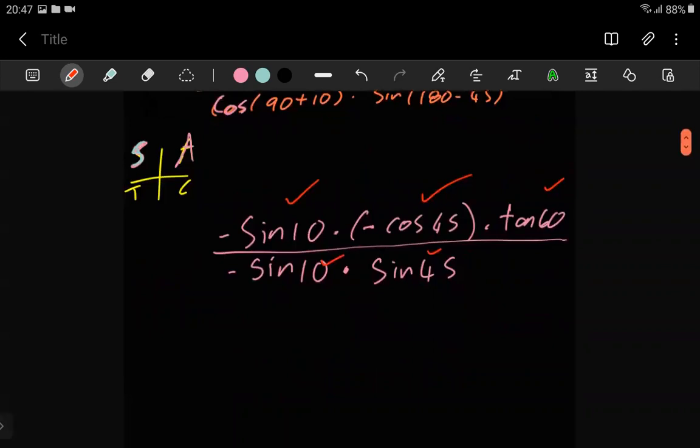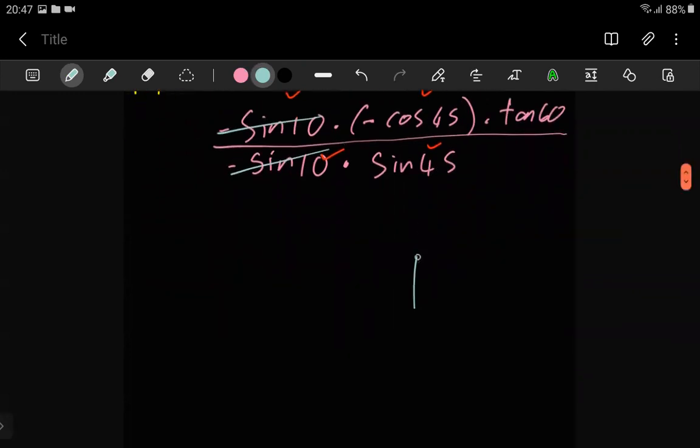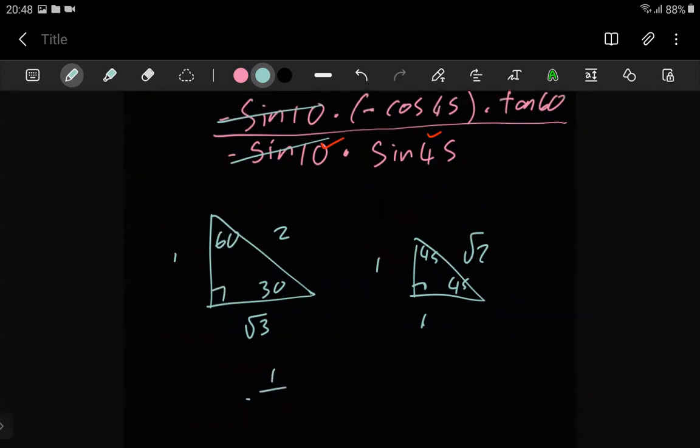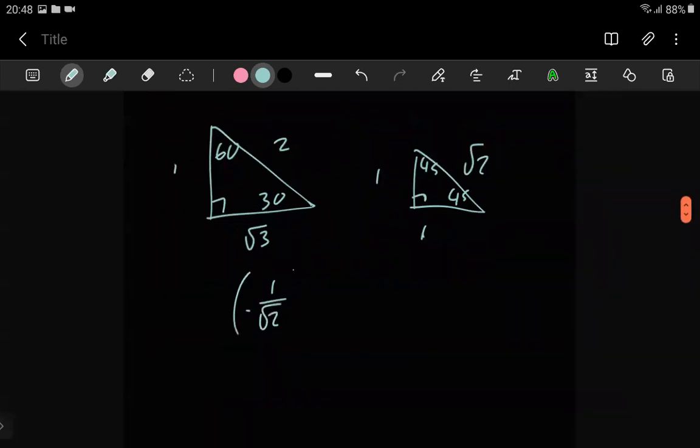And clearly you can already see that all these here are going to cancel out. And then this is just where our special triangles are going to come in. Our special triangles are the 45, 45 and then the 30, 60. This one is easy, 1 and 1, square root of 2 over there. This one I always do 30 first because sine 30 is opposite over hypotenuse, which is just a half. Then I just put square root of 3 here and a 60 over there. So cos 45, we already know it's adjacent over hypotenuse, so it's going to be negative 1 over square root of 2.